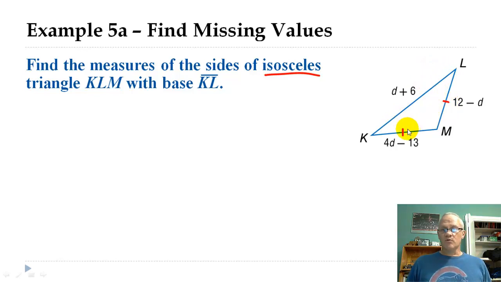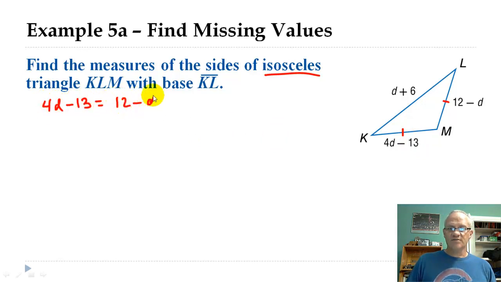Okay, so what can we do to help find the measures of these sides? Well, if we know that these two sides are congruent, what kind of an equation could we set up? We're just going to set up an equation again, like we've been doing. Well, these have to equal each other, right? So 4D minus 13 has to equal 12 minus D. That's our equation, because they're congruent.